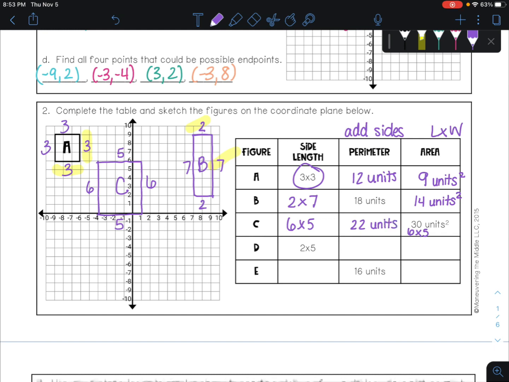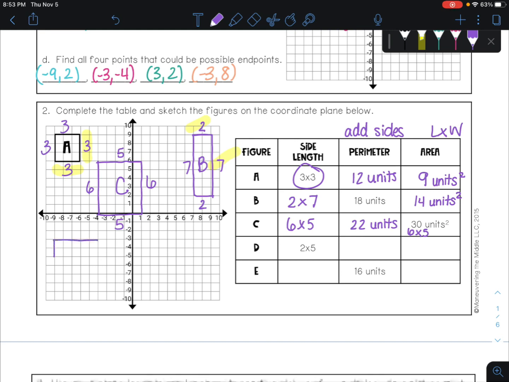Again, these are completely up to us, these ones with the perimeter and area. We can decide what shape we want to make, how long we want it to be, how wide we want it to be. Okay, now we need a shape that's 2 by 5. So I'm going to just draw that over here. So how about 2 by 5?